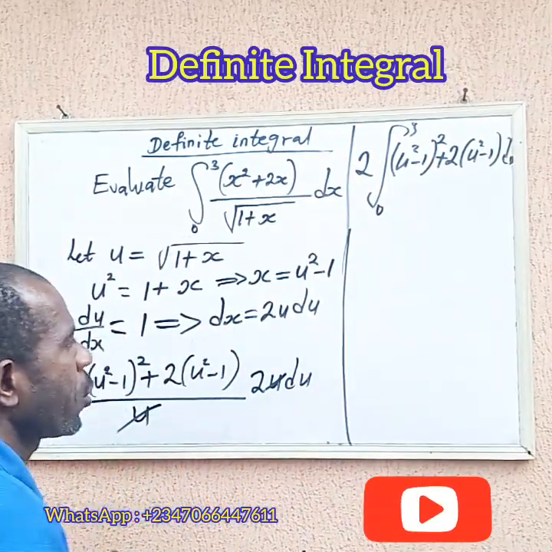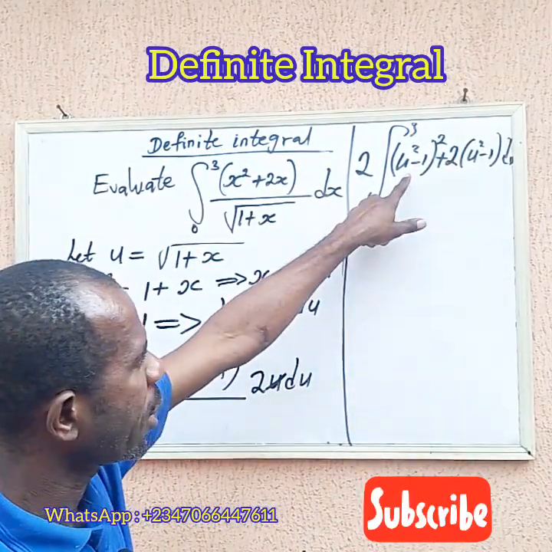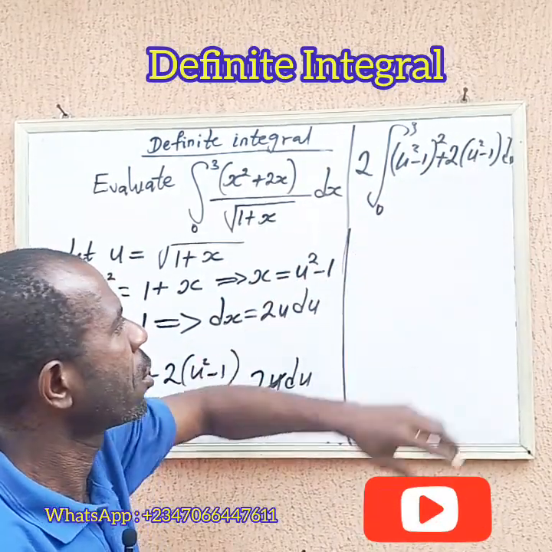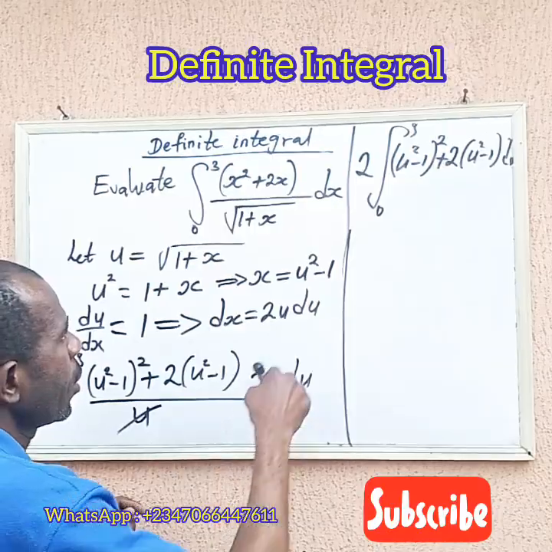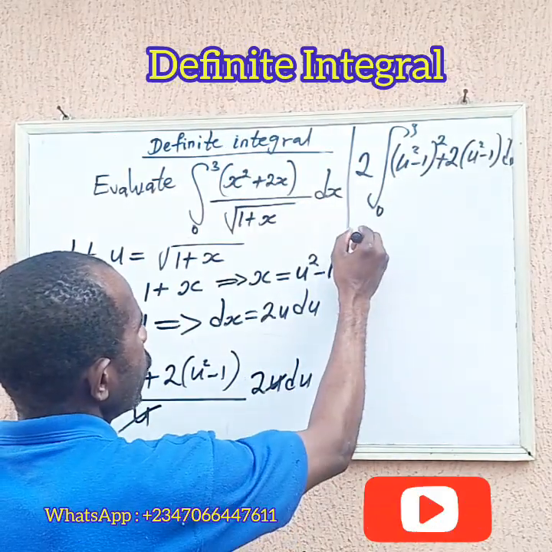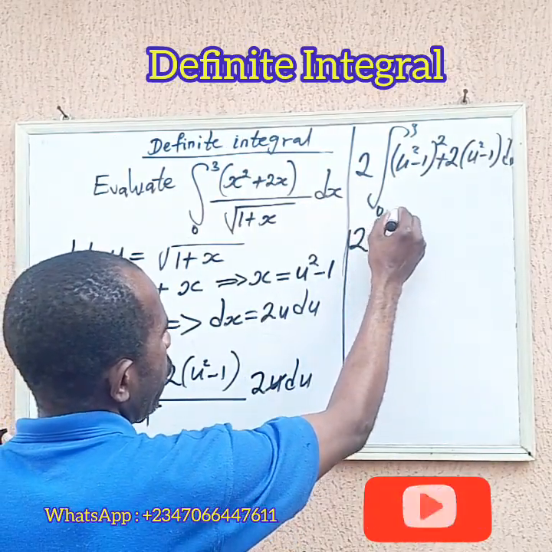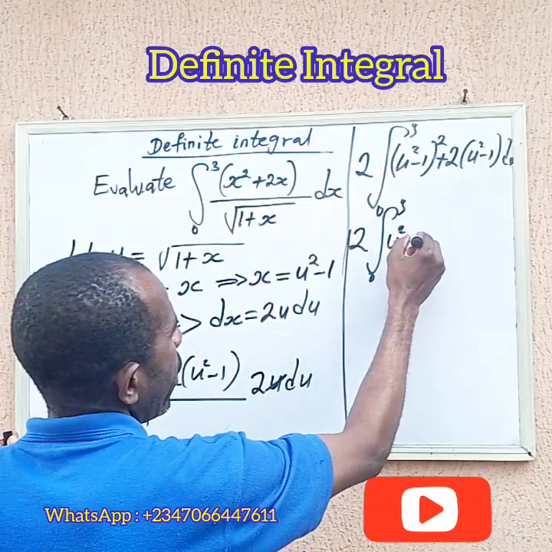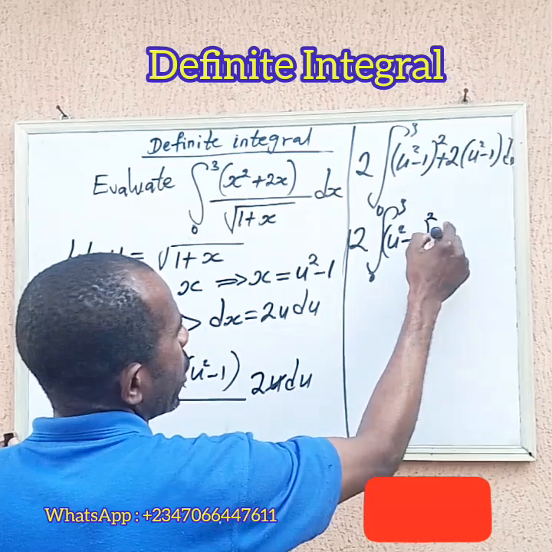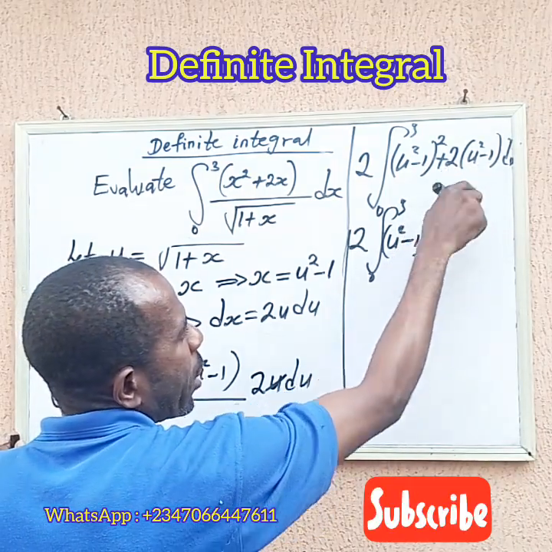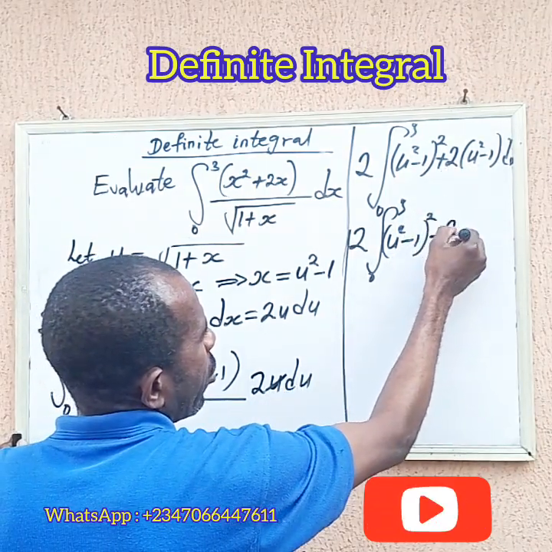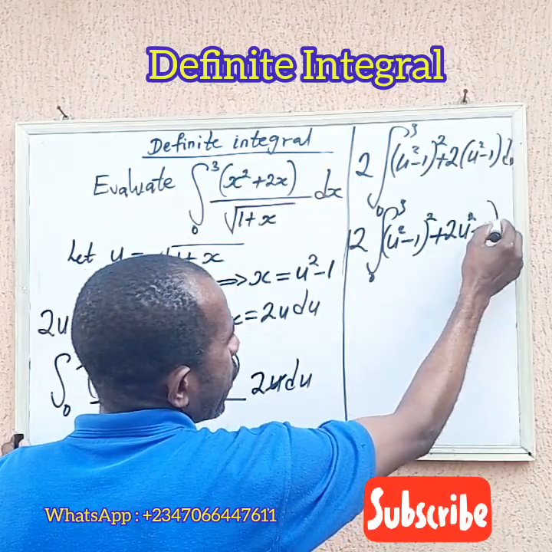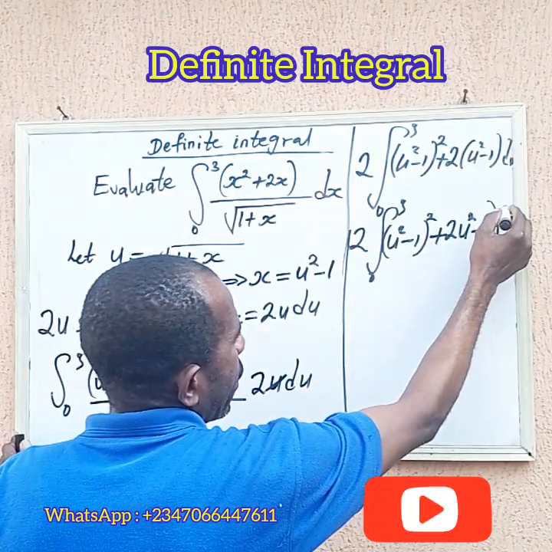Okay. So let us open the brackets one after the other. Let's expand this one, then you open this. So that at the end of the day, we are going to be having 2 times the integral from 0 to 3 of u squared minus 1 all squared. So let's just use this 2 now to open this bracket. It's going to give you plus 2u squared minus 2.